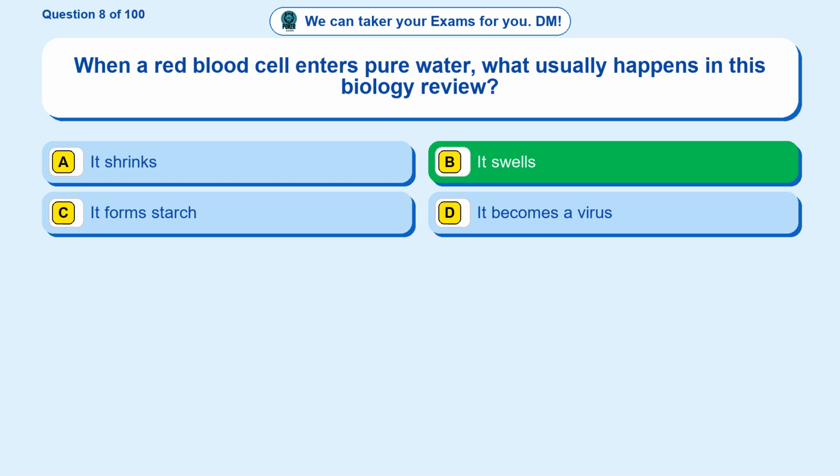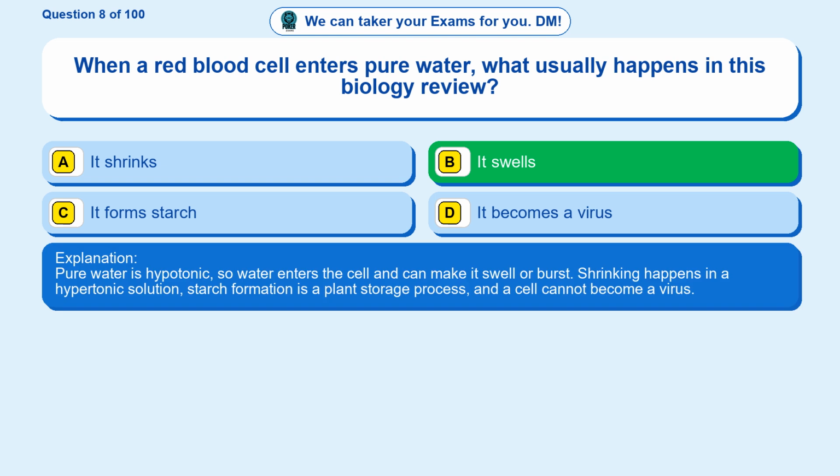it swells. Pure water is hypotonic, so water enters the cell and can make it swell or burst. Shrinking happens in a hypertonic solution, starch formation is a plant storage process, and a cell cannot become a virus.